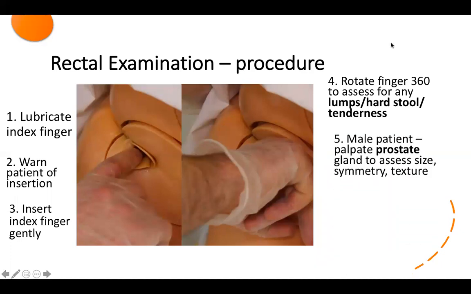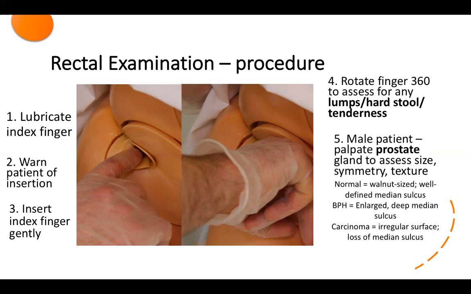If it's a male patient, you want to palpate the prostate. And if you're palpating it, you want to particularly see the size, symmetry, and the texture of it. So if it's a normal prostate, it will usually be walnut sized. And you'd see a well-defined median sulcus.